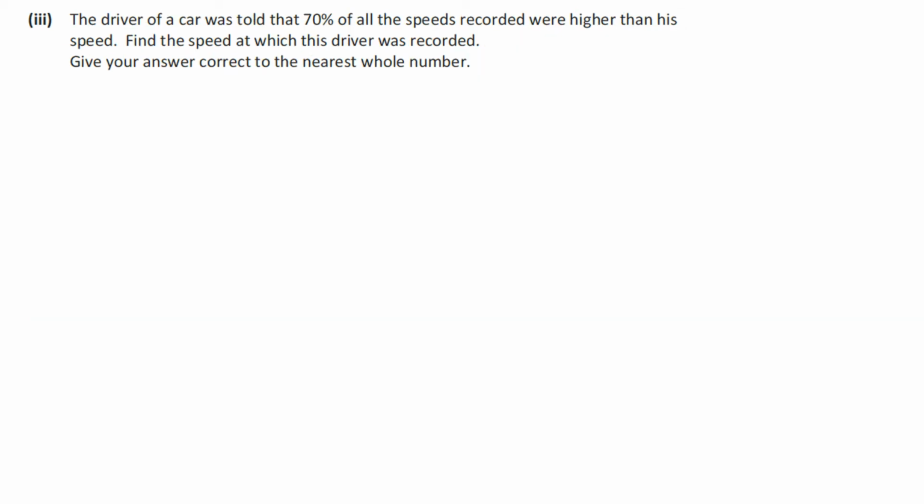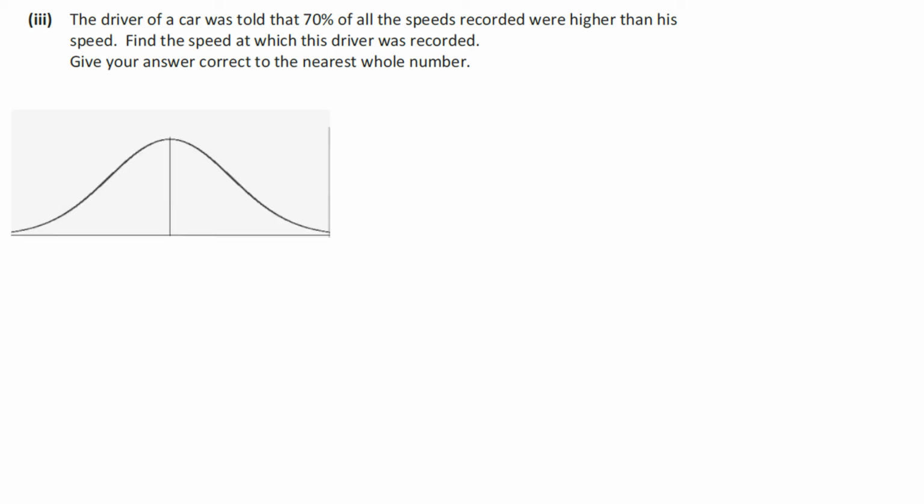So part 3, the driver of a car is told that 70% of the speeds recorded were higher than his speed. Find the speed at which the driver was recorded. Give your answer correct to the nearest whole number. Students find these questions very difficult, and that's completely understandable because of the way they're presented. But my advice on this is always draw it out.